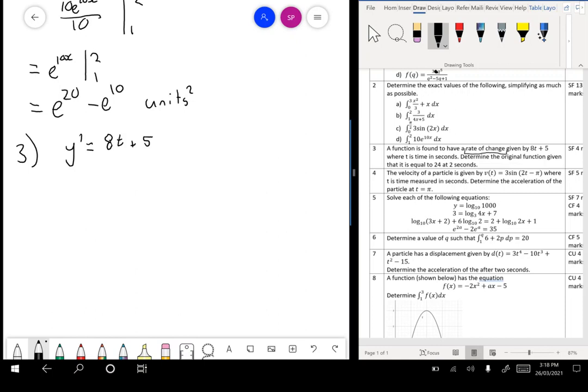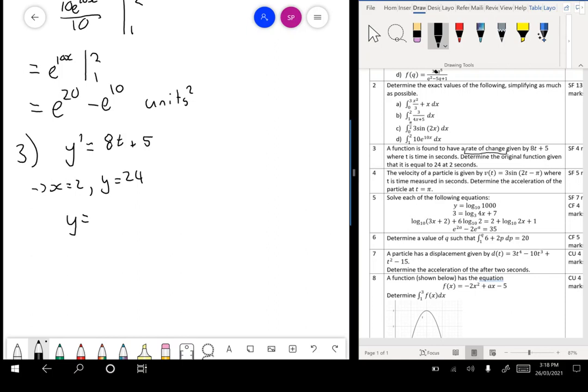8t plus 5, where t is time in seconds. Determine the original function given that it is equal to 24 at 2 seconds. So in other words, x equals 2, y equals 24 is what that means. So we have a known point 2, 24. So all I've got to do is determine y, the equation for y. I don't want the rate of change equation, y dash, I just want y.